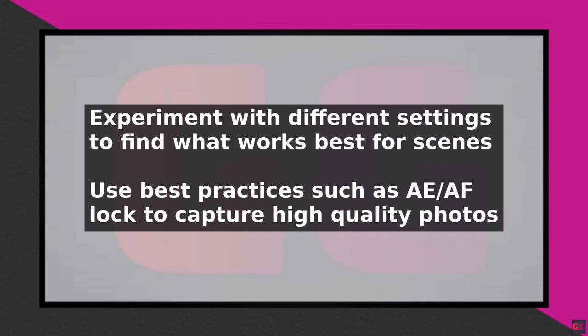Best practices for using camera control include experimenting with different settings to find what works best for your specific scene, and using the AF lock feature to lock the exposure and focus on a specific area of the image. By following these steps and tips, you can take full control of your camera settings and capture high-quality photos and videos with your iPhone 16. Remember to practice and experiment with different settings to get the most out of your camera.